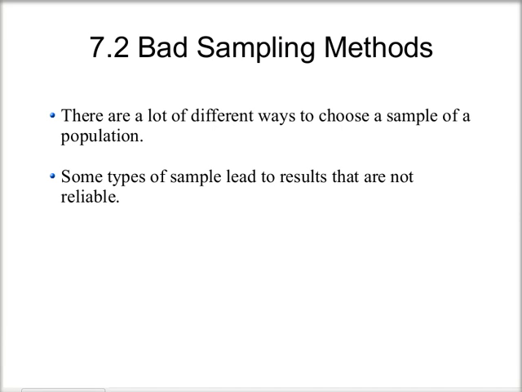In the last section, we talked about populations and sampling. In this section, we're going to look at bad sampling methods. There are a lot of different ways to choose a sample of a population, and some types of sample lead to results that are not reliable.